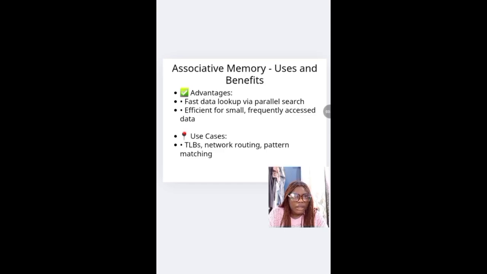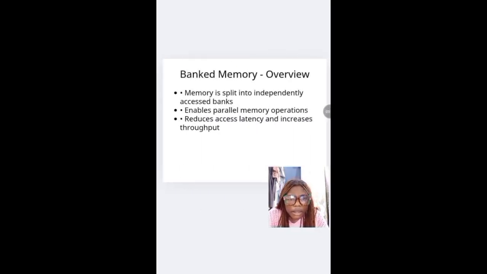So about that, the main benefit of associative memory is speed, since it searches all entries at once. It's ideal for tasks that require quick data lookup. And I'll be talking about the bank memory.